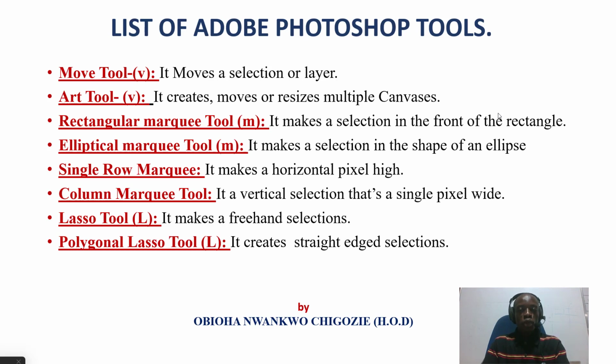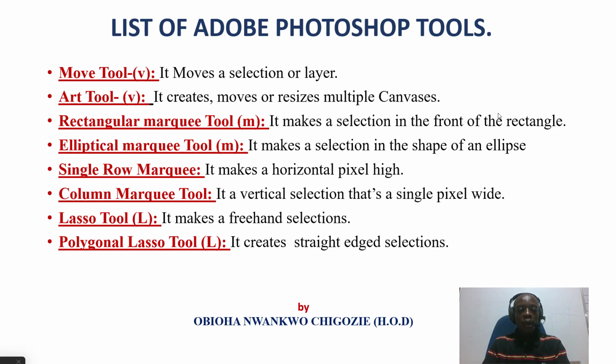List of Adobe Photoshop tools. Number one, the move tool. It moves a selection or layer. You have the artboard tool, that's V on the keyboard. It creates, moves, or resizes multiple canvases.